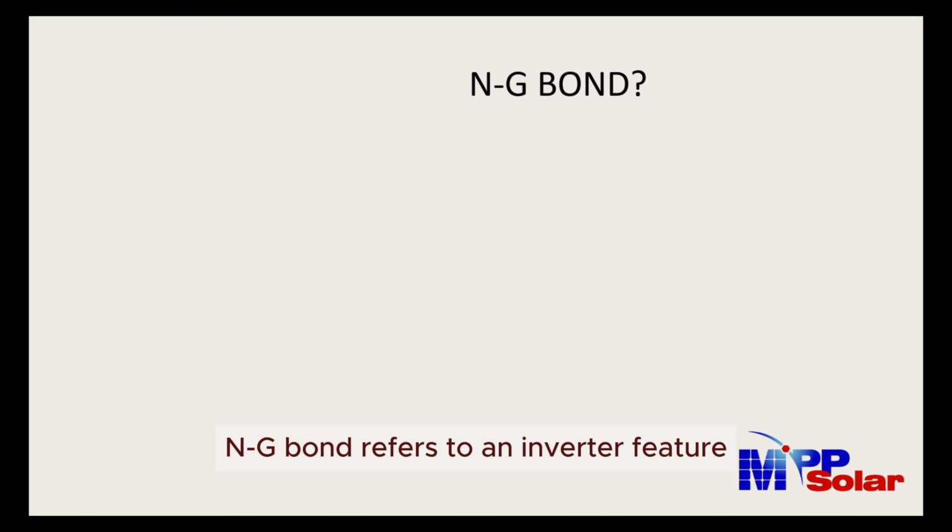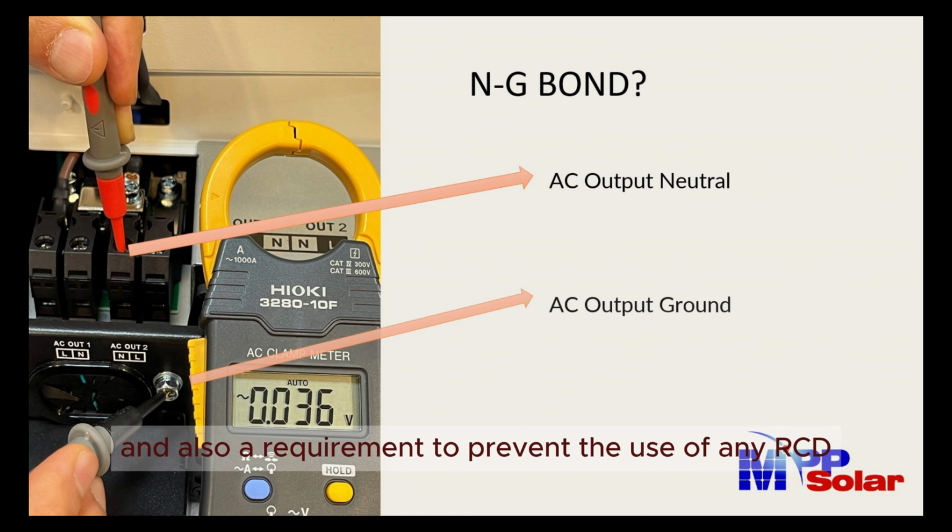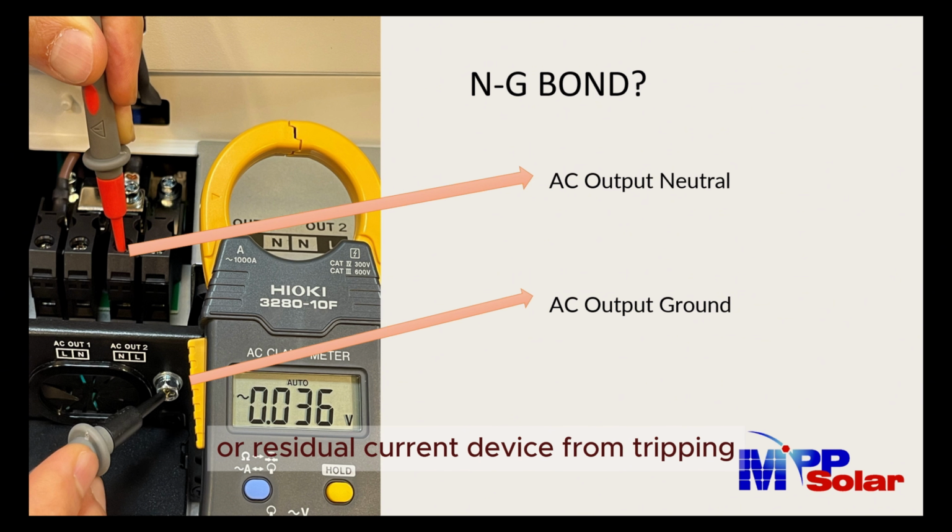NG bond refers to an inverter feature where the electrical bonding between the inverter's AC output neutral and ground is made, so that it has a voltage differential of 0. This is necessary to comply with electrical safety codes in many countries and also a requirement to prevent any RCD, or residual current device, from tripping.